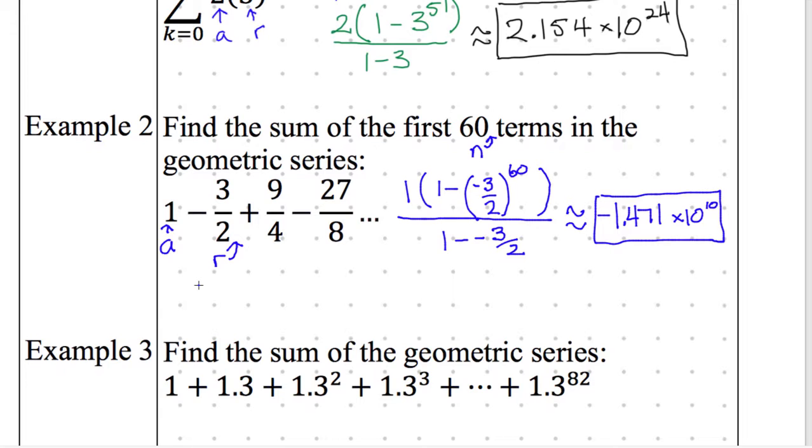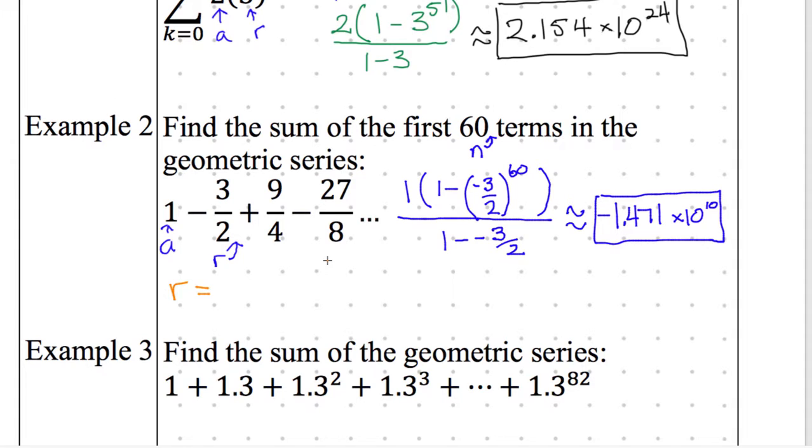Here's a hard question. What if instead I had started at 9 fourths and got to negative 27 eighths? How would you have found, I mean, the first term is easy, number of terms easy, how would you have found the common ratio? Division. Yes, exactly. Here, let me show you. R is equal to, wait, she's using her whiteboard.